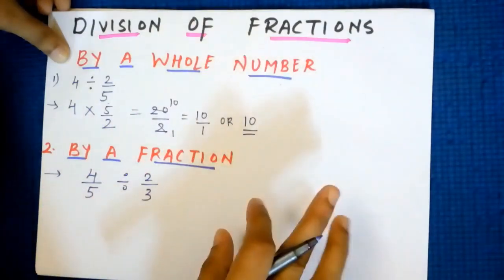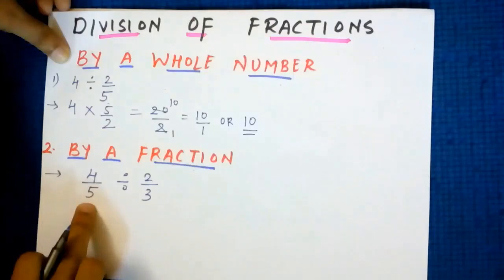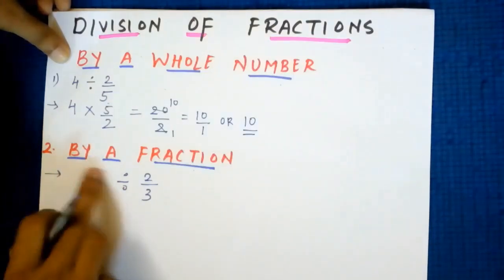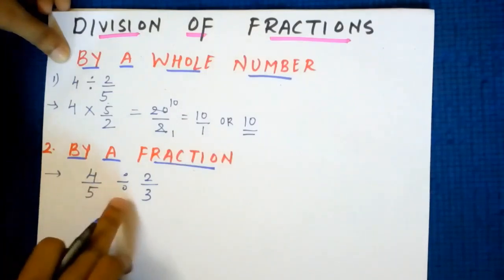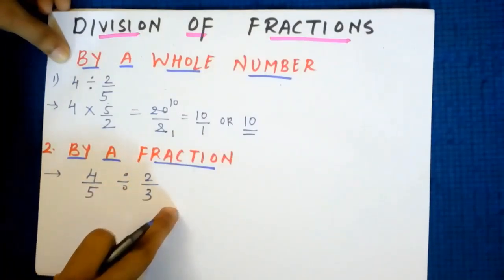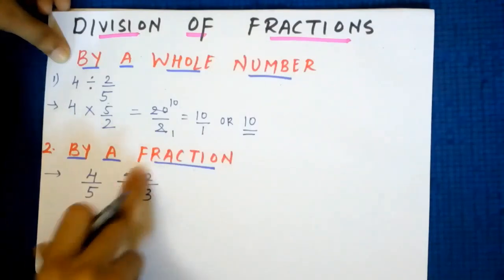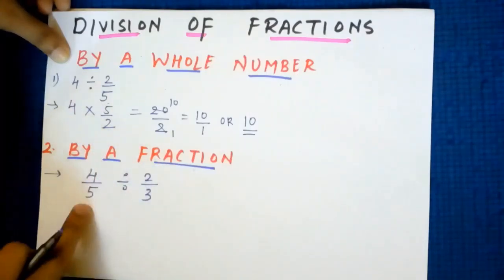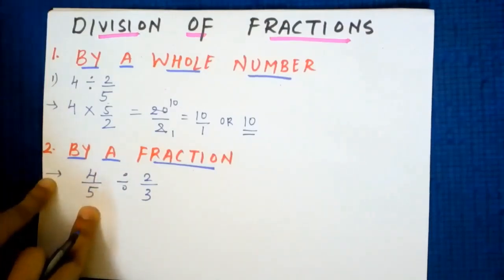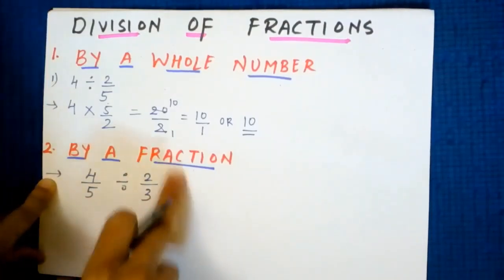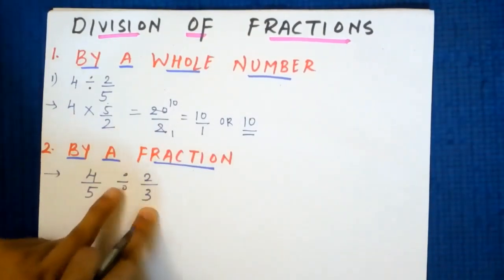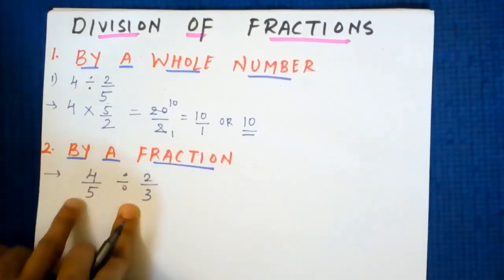So most of the time, students make a mistake. They take the reciprocal of the first part. But no, we never have to take the reciprocal of the first part. We need to change the sign of division, and whatever is given after that sign, only that reciprocal we need to take. This fraction will be as it is. We don't have to take the reciprocal of this part. This will be the same. We need to change only this fraction into its reciprocal. We will take the reciprocal of this, and this sign will be changed. This part we don't have to change.